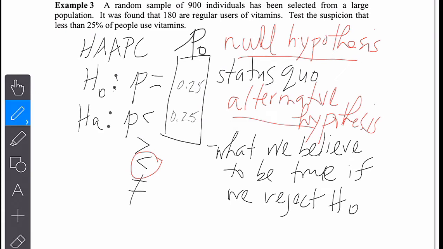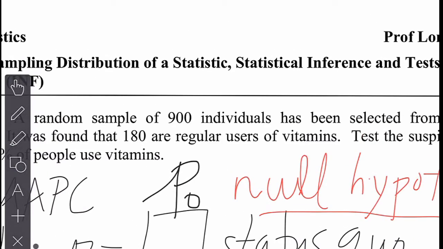So what do we have? We have 900 individuals that had been selected. So that represents N is 900, right? And then we find that 180 use vitamins. So that means X, the number of successes, is 180. We have N, we have X. So from there we can calculate P hat.